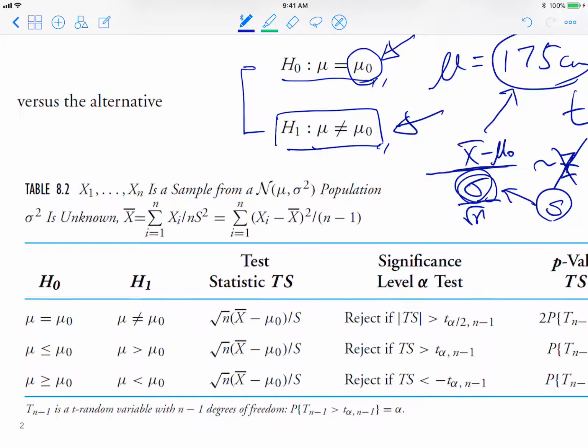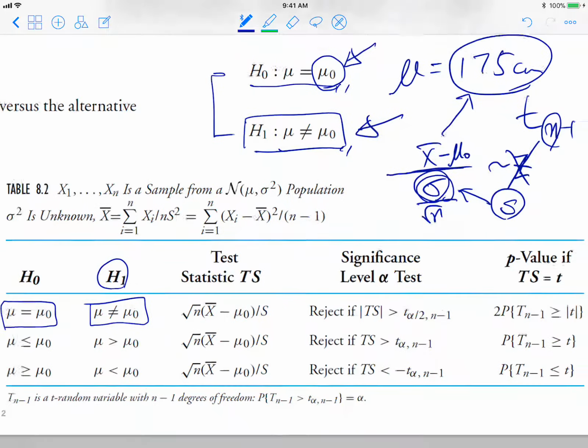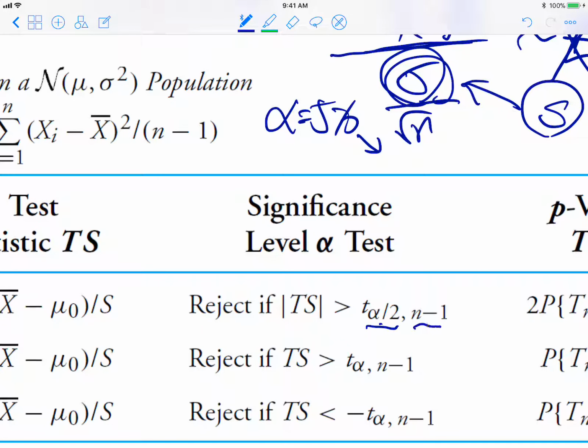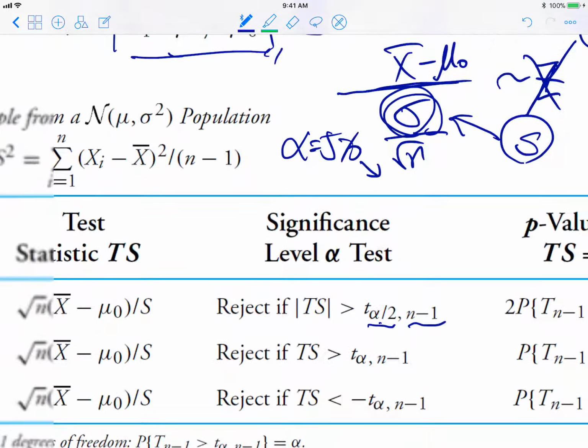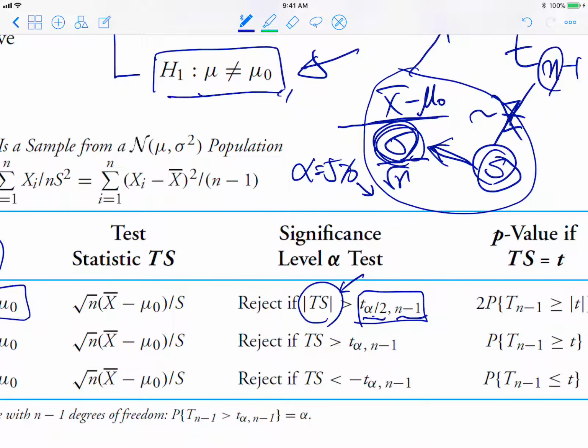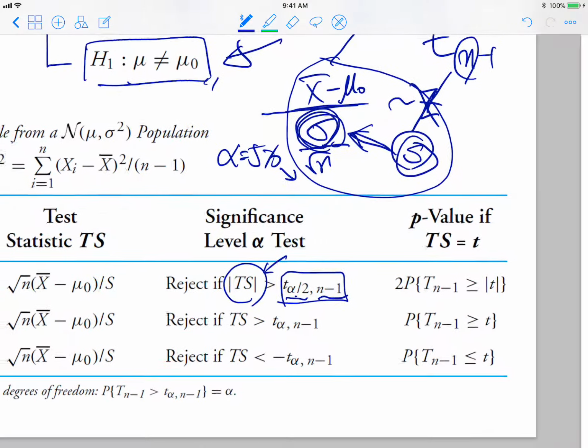In the case of a two-sided test, where the null hypothesis is this and the alternative is simply that mu is different from mu 0, we have to distribute the probability, the alpha value of 5%, into 2. That's why we have alpha over 2 and n minus 1 as the degree of freedom. If this test statistic, where we replaced sigma with s, exceeds this value, that's when we reject the null hypothesis.